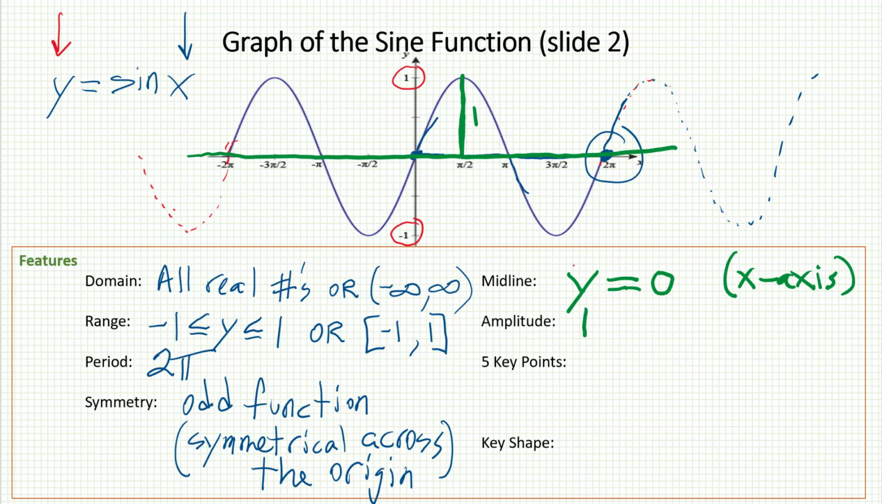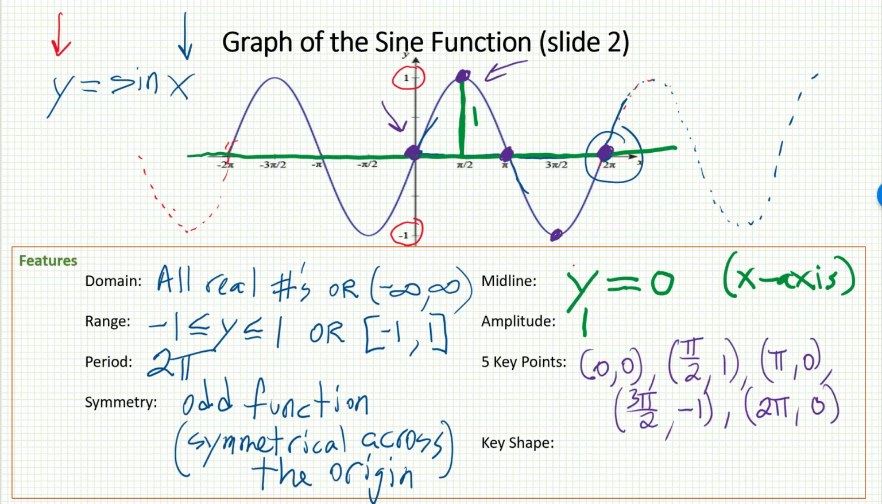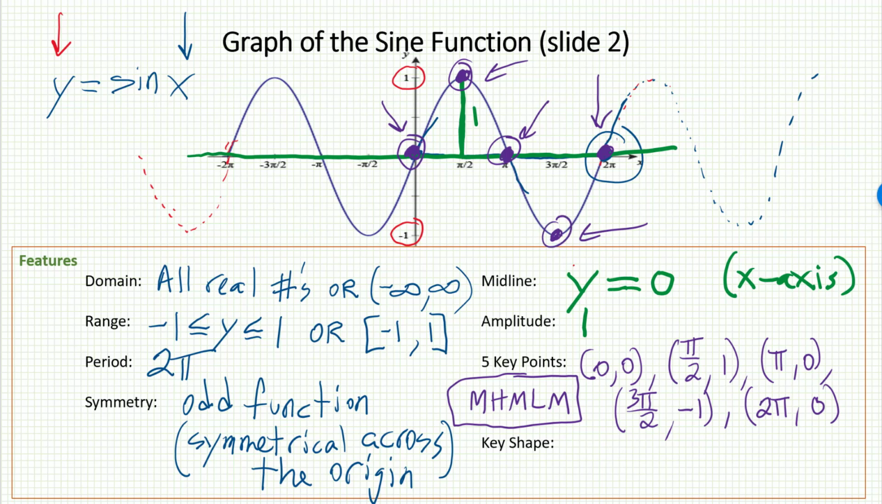And then we come to the 5 key points. The 5 key points are the points that we started with from that table that we made. The 5 key points are the points that either hit the midline or the high or the low spot within one period. So we can write down those coordinates easily. 0, 0, pi over 2, comma 1, pi, 0, 3 pi over 2, negative 1, and 2 pi, comma 0. One thing to pay attention to here is that on the sine function, the 5 key points go middle, high, middle, low, middle.